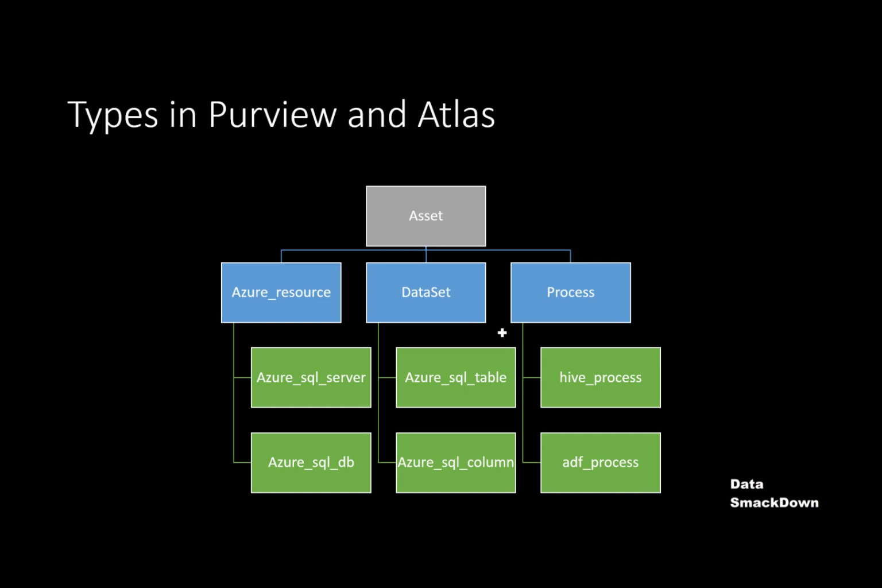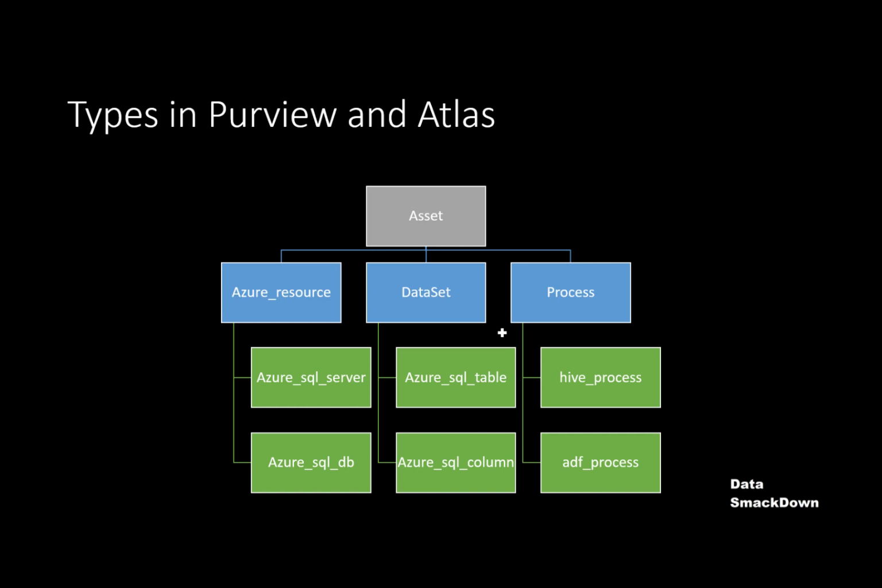In this case, you'll note that all three are coming from the asset type. The asset type is one of the root types in Apache Atlas and Azure Purview, and it defines things like: anything that is an asset is going to have a description, a qualified name, and a friendly name as well. And so we can see that all Azure resources, all datasets, and all processes have those three things because they all inherit from an asset type.